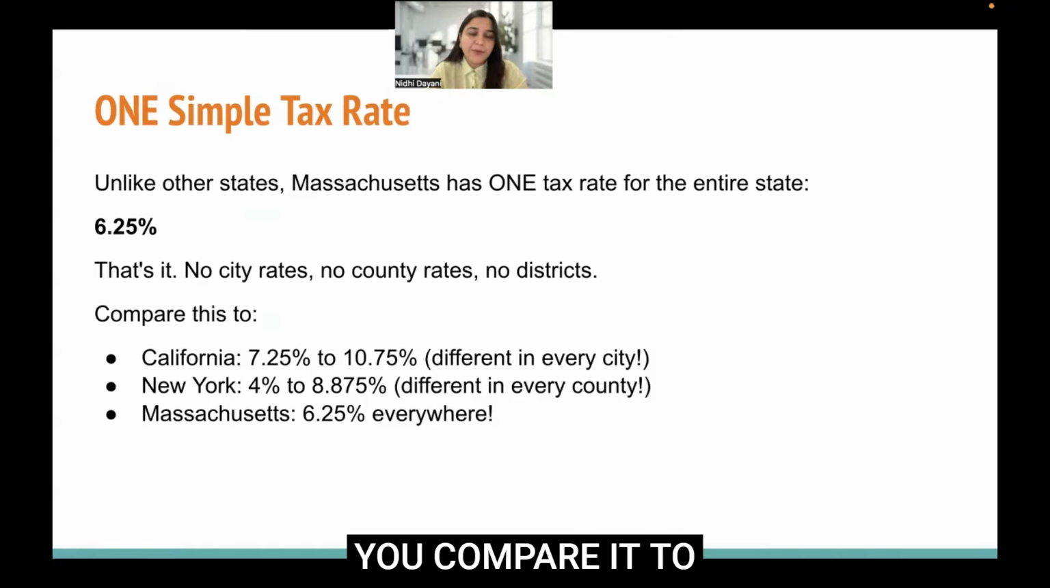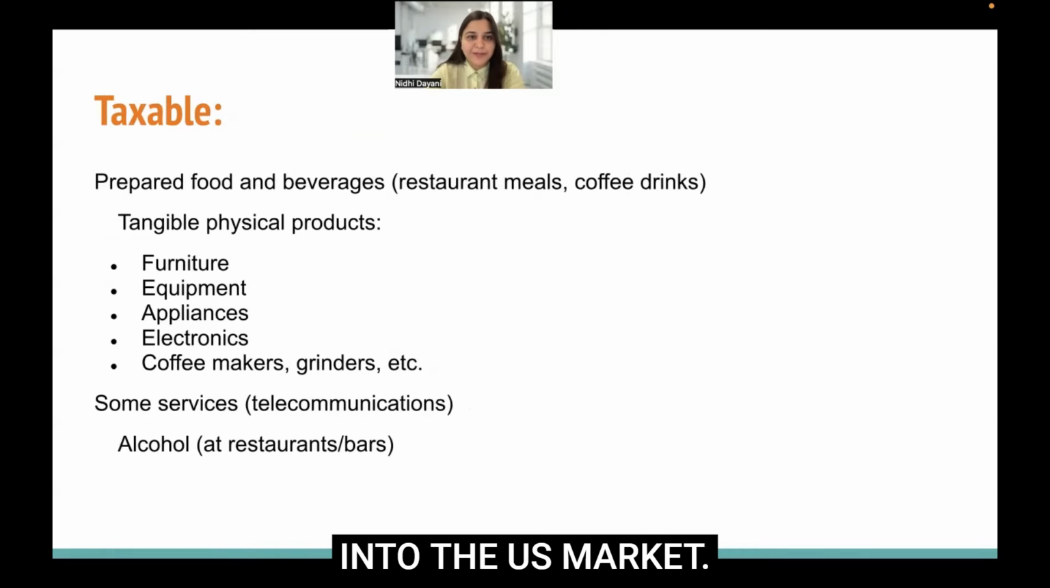If you compare it to other states in the US, California, for example, has 7.25 to 10.75%, which is different across cities in California. New York also, if you see, it has 4 to 8.8%. It is also different for every county. Massachusetts as a state has a flat 6.25% sales tax rate, and therefore it's easy to get started with if you're looking to enter into the US market.